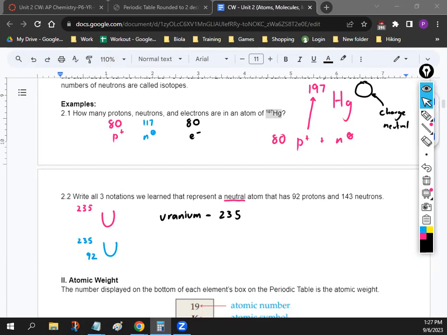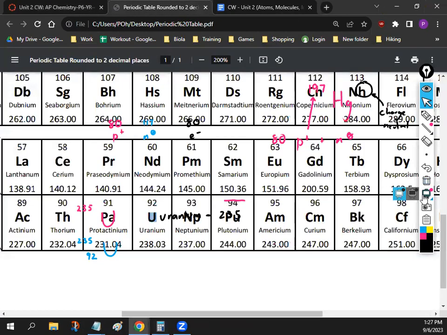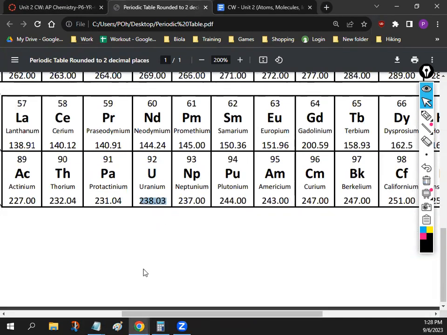Okay, so let's move on to the next section. So we took a look at the number on the top of the box for the periodic table, right? We took a look at the number of protons. Now we're going to take a look at the number on the very bottom. Okay, now this number on the very bottom has different names, but I'm going to tell you guys the most accurate way to describe it.